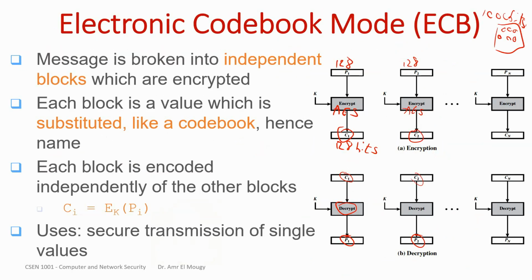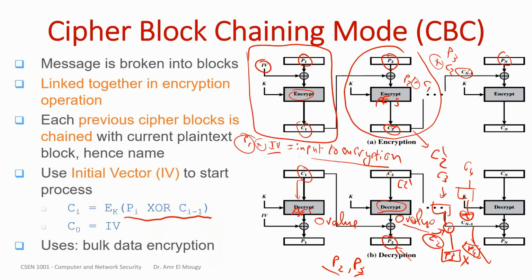Obviously, in the electronic codebook mode, if you have an error in one ciphertext block, it doesn't propagate. It only affects the same ciphertext. So if you have an error in C2, only P2 will be affected. The other blocks will not be affected. So in electronic codebook mode, the error does not propagate to other blocks. In cipher block chaining mode, the error propagates to a single additional block.